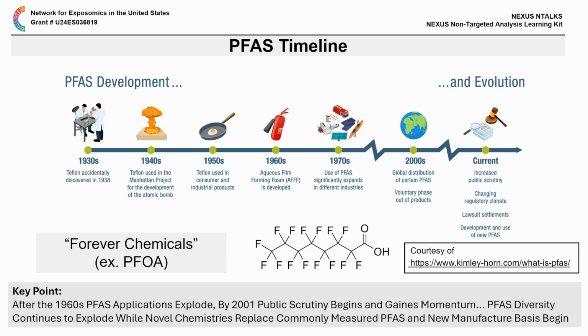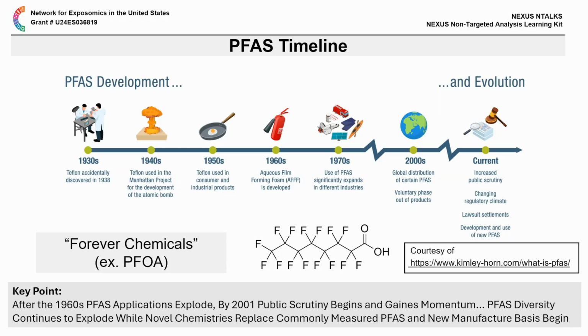Then in the 1970s, there was an explosion of the use of these different chemicals. So you can think of Gore-Tex, raincoats, rugs, and aerospace, and solar panels, and drugs. So a lot of different applications of these PFAS.